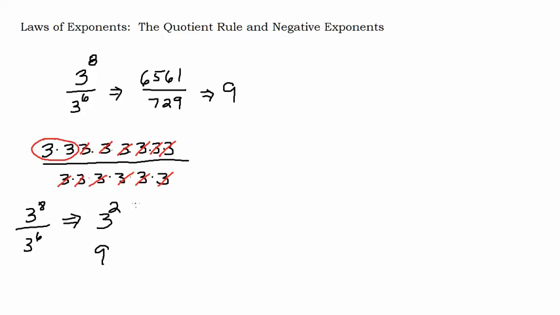We canceled out 6 of the 3's, canceled 6 of these with 6 of these, and we were left with 2. So really, if we just subtracted the exponents, 3 to the 8 minus 6, we would end up with 3 squared and get 9. And that is the quotient rule. All right, so we can use this rule. Let's write it out. Let's say I have x to the a over x to the b. I end up with x to the a minus b. All right, that's the quotient rule.